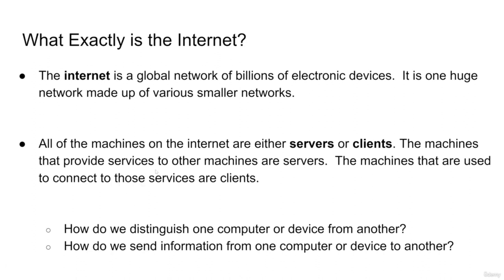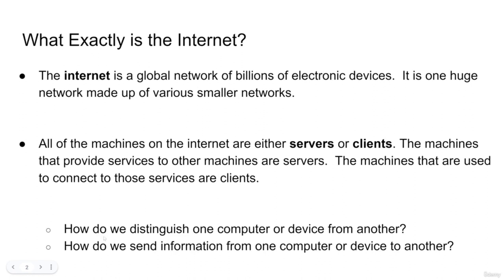Now, all of the machines on the internet are either what we call servers or clients. So the machines that provide services to other machines, these are known as servers. And the machines that are used to connect to those servers are clients. So like your laptop or your computer at your house that you use to get on the internet and Google things, that is going to be a client. And when you are Googling something and you're asking for information, what you're doing is you are connecting to a Google server somewhere.